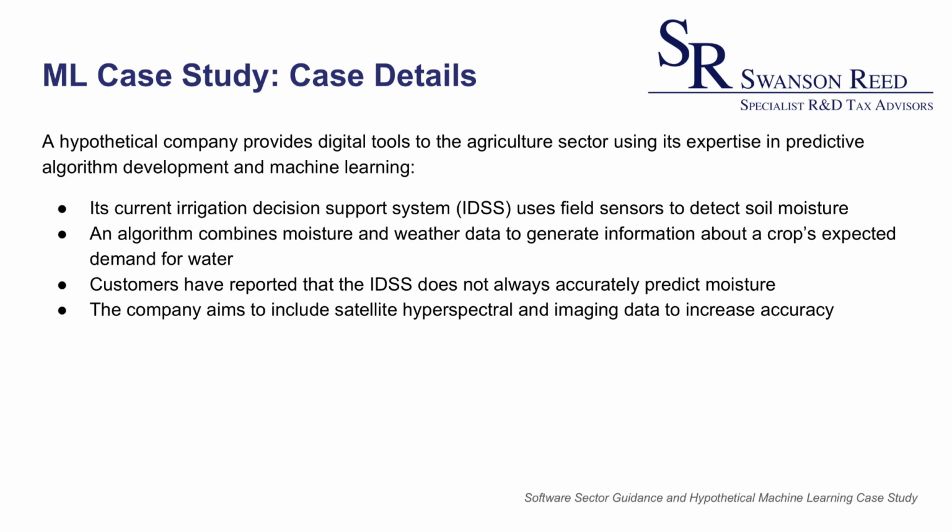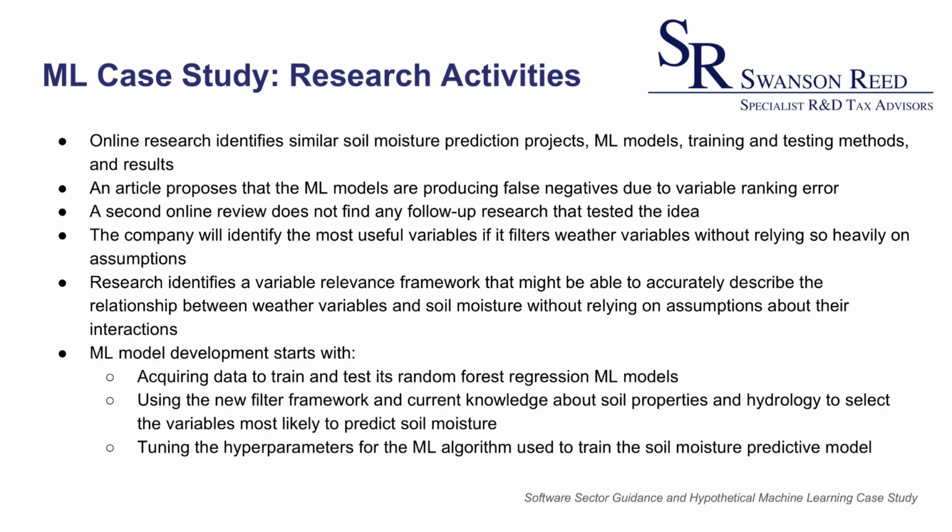The company conducts online research and identifies similar soil moisture prediction projects, their machine learning models, training and testing methods, and results. The company's review of the information found that researchers have discovered that some weather variables are ranking as unimportant when predicting soil moisture. A recent article proposes that the machine learning models are producing false negative errors because the model misses the real importance of the weather variables for predicting soil moisture. The company decides it needs to solve the variable ranking error.